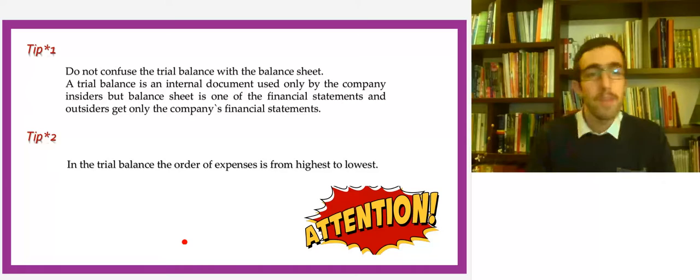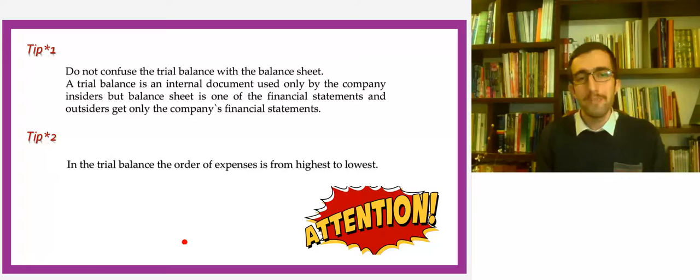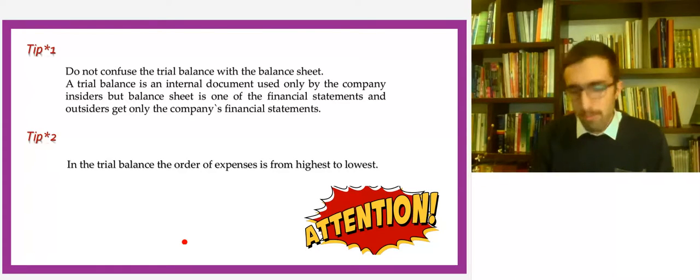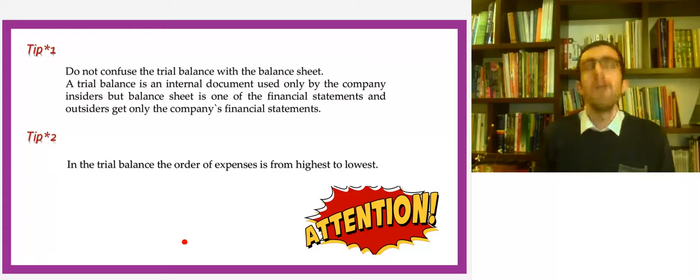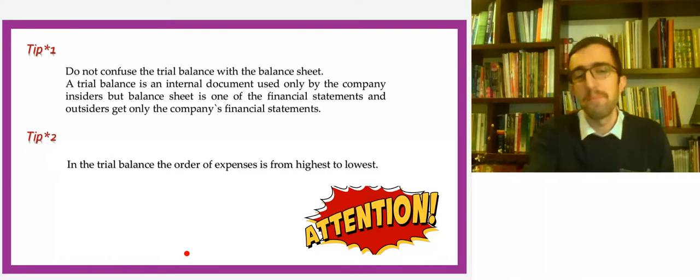It is very important. The second one is that in the trial balance, the order of expenses is from highest to lowest. So not only the order of the owner's equity and accounts is important, but also the order of expenses is important, and it is from highest to lowest. Imagine we have rent expense $50 and salary expense $100. In the trial balance, first we will write the salary expense because it is from highest expense to lowest expense.